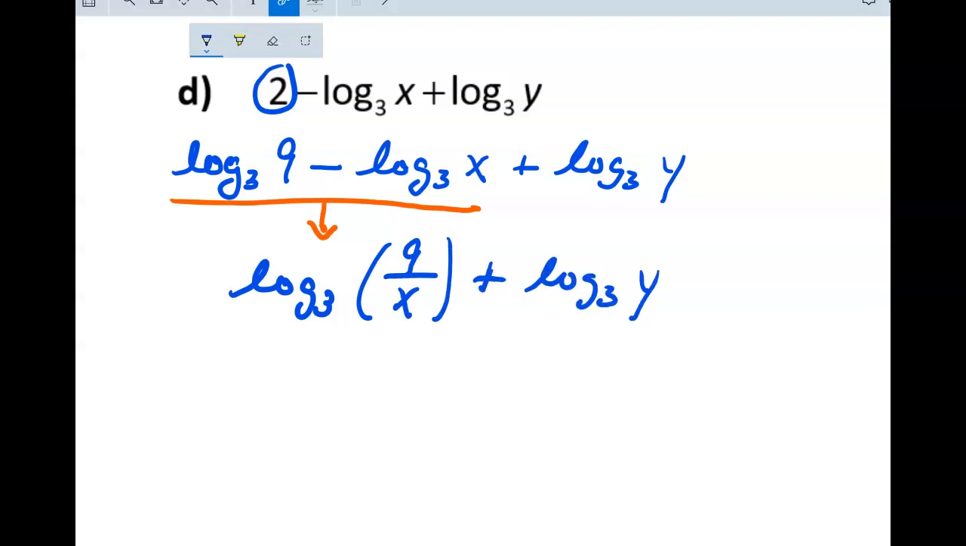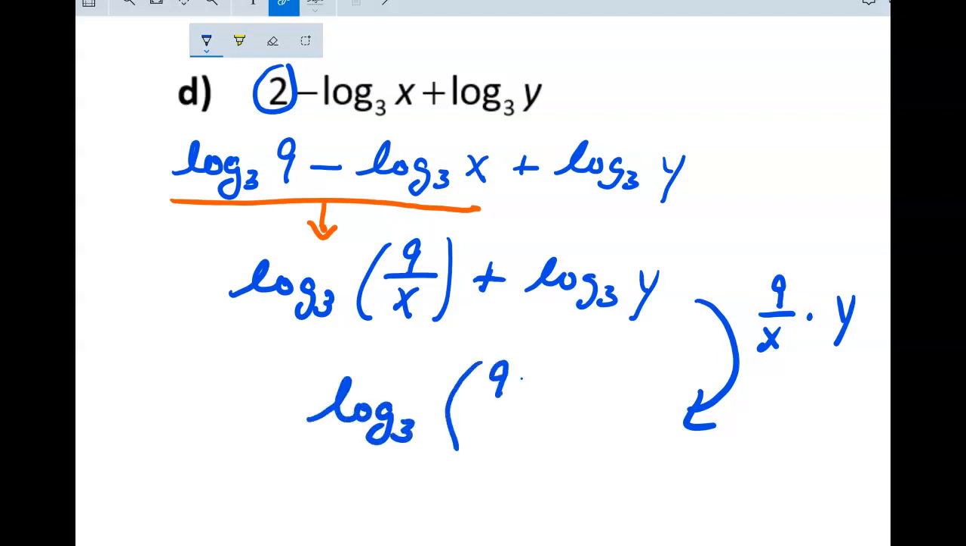Now when we add the logs, we multiply their arguments together. And so we're thinking the next step is going to involve 9 over x times y. And of course, if you multiply 9 over x times y, the y multiplies into the numerator. So the final result here is log base 3 of 9y over x.